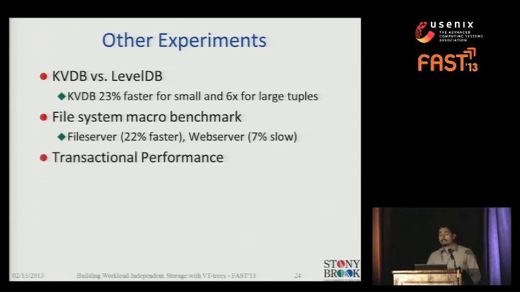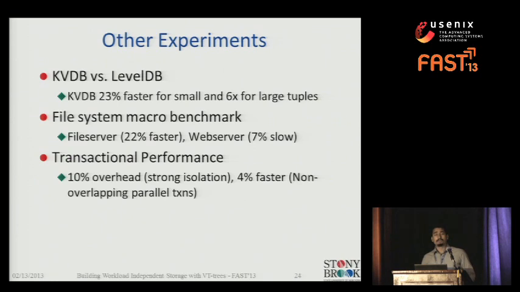So we also evaluated our transactions. We used Linux kernel compilation to happen within our transactions, and we show that with a strong serializability mode, we have only 10% overhead. And you could have transactions which are non-overlapping in nature and run in parallel. You could get at least 4% faster throughput than running the same thing without transactions. This is basically because each transaction has its own VTTree, so they don't collide with the other transactions to take the log within the VTTree and so on.